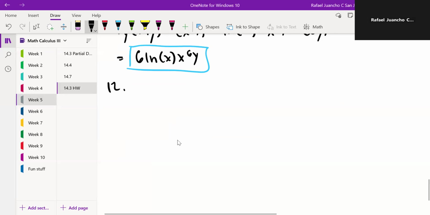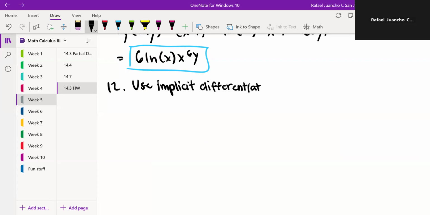So let's do, actually there are only two. Okay, let me do two exercises here, and then we should be good. So here we're being asked to use implicit differentiation to find my partial of z with respect to x and with respect to y.